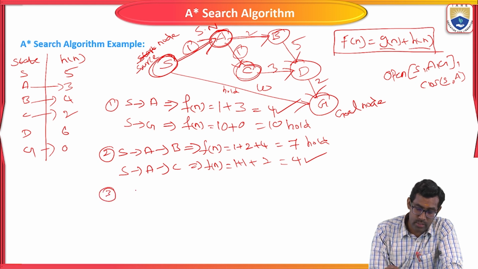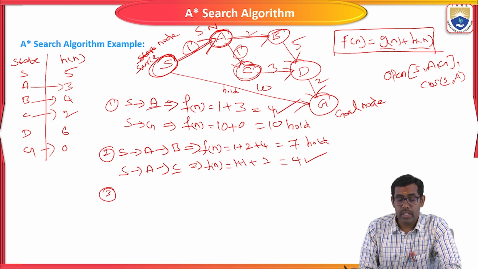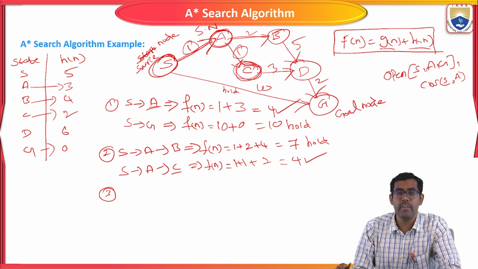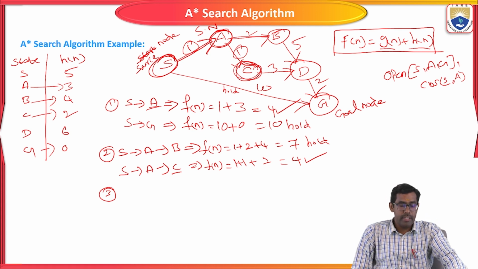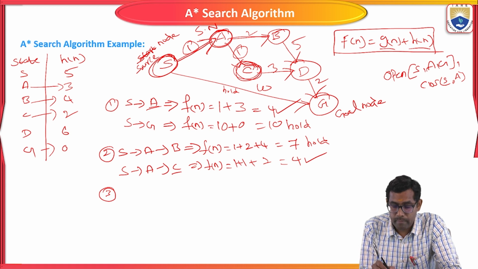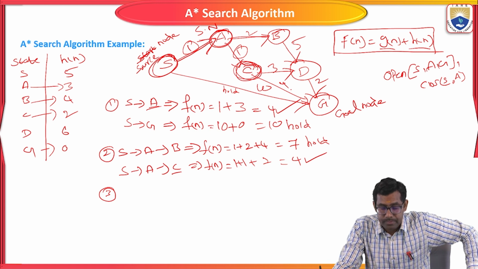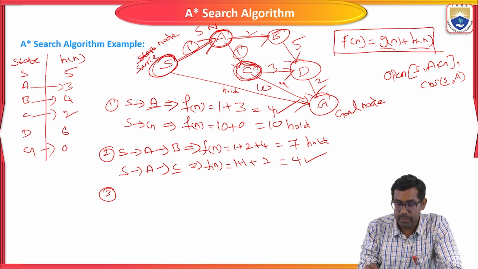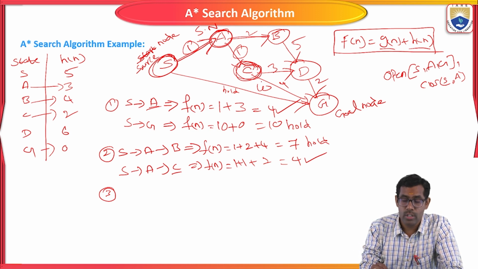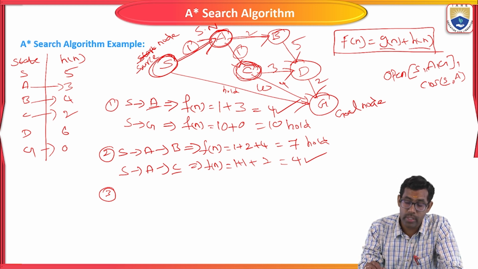Next, what is the third step? Which one have we selected? C. The previous was A, and now in the open list it is C, right? So we are going to select node C now. From the C node, we should keep this one here. Then from C, how many successors are there? Two, right? From the starting node C, these two successors are there: C to D and C to G.